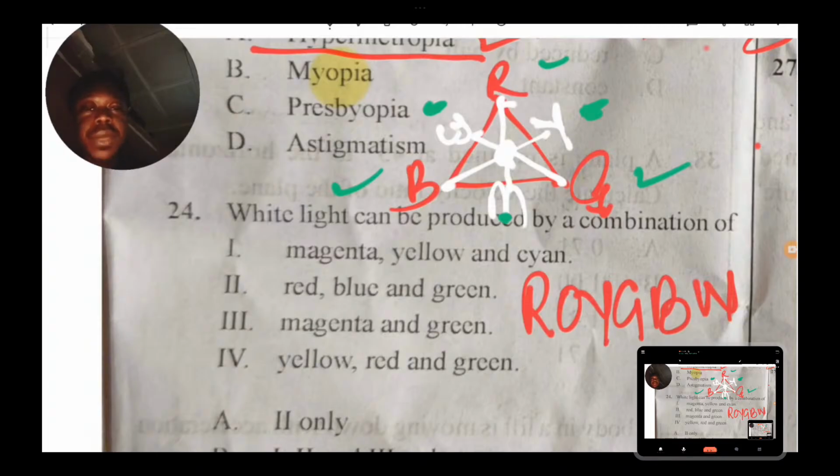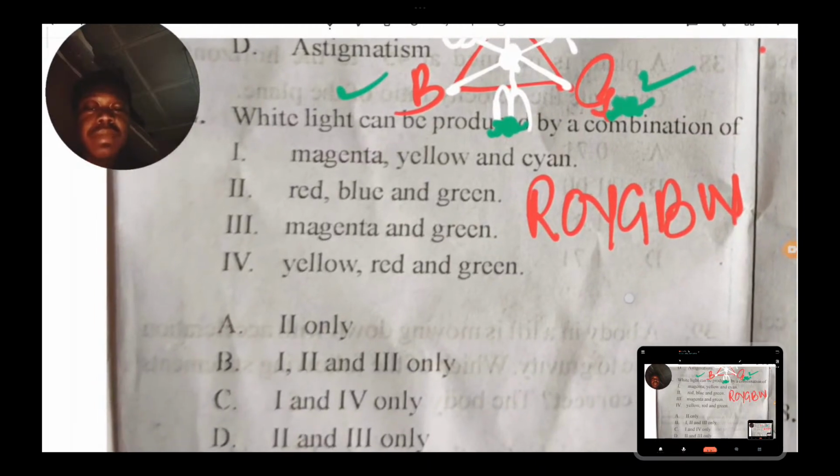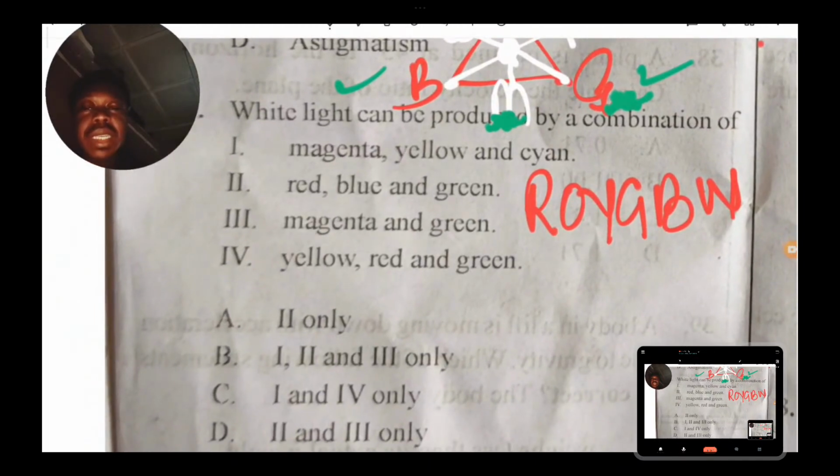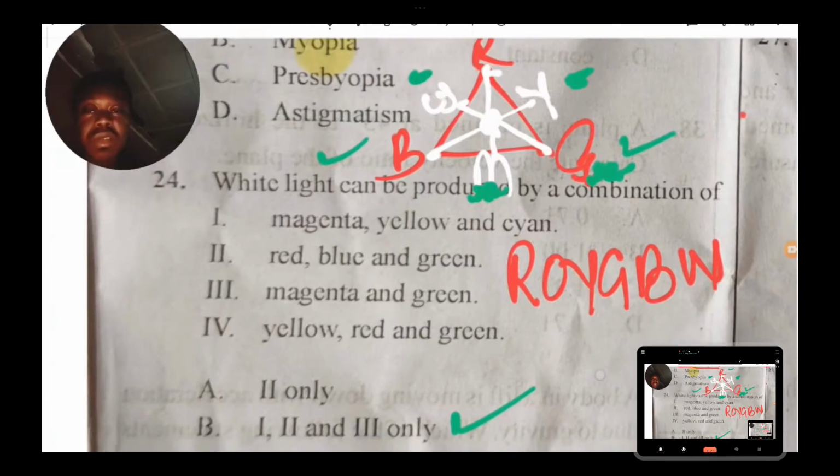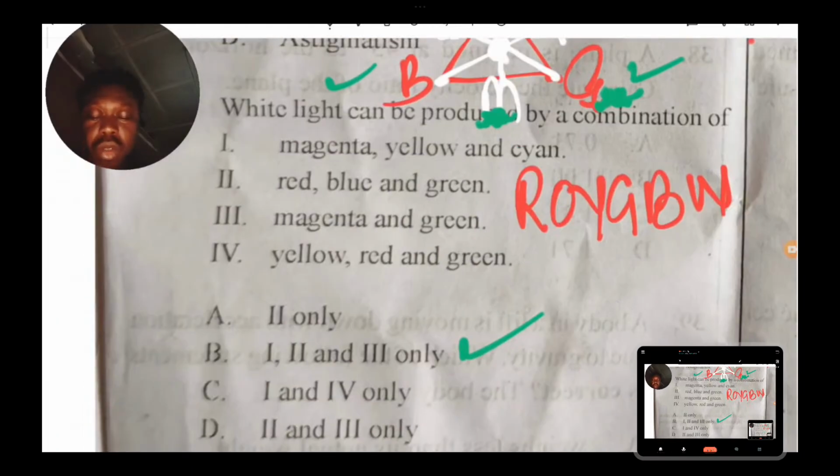Are you here? Then what again can we have that can give us white light? Magenta and green. This is magenta, okay, and this is green. So if you observe, what will be our answer here? Our answer will be C. Is it C or B? Our correct answer is B. Is that clear? So take note of this particular answer. This gives us the answer to this particular question.